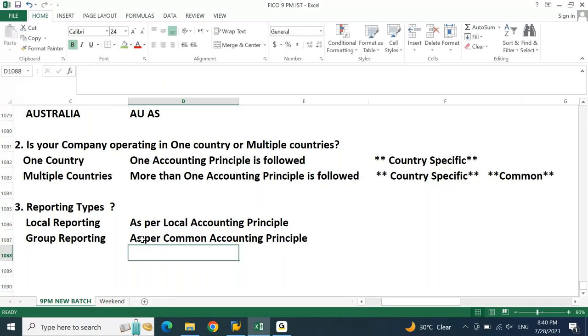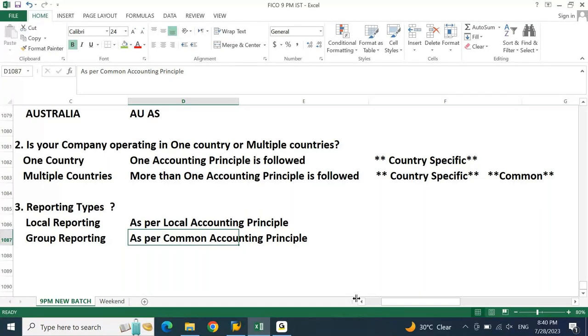Group reporting is based on common accounting principle. When we talk about common accounting principle, majorly we will be talking about IFRS. Every company will follow the common accounting principle called IFRS. Local accounting principle is based on country. From country to country, it will differ.